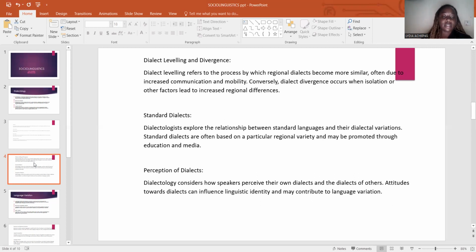Perception of dialects. Dialectology considers how speakers perceive their own dialects and the dialects of others. Attitudes towards dialects can influence linguistic identity and may contribute to language variation.